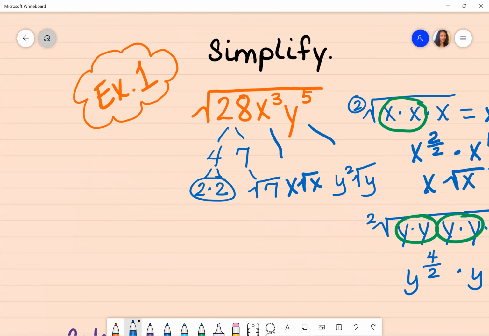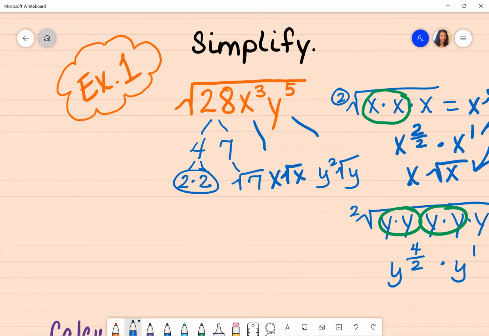So my final answer is going to be, let's use this one. I use numbers first. So I circled the pair, I circled 2. So 2, and then I know I have 1x and I have a y squared. Those can come out. What's still under the radical, starting with the number, is 7, 1x, and 1y.